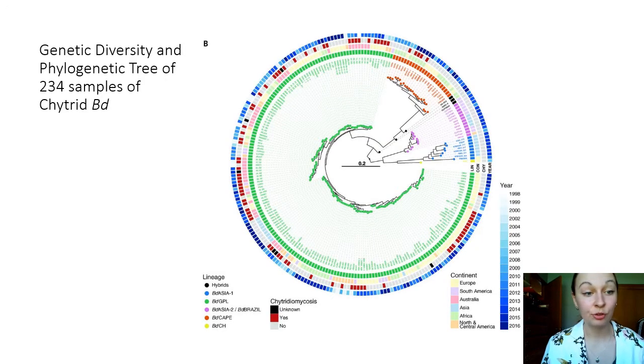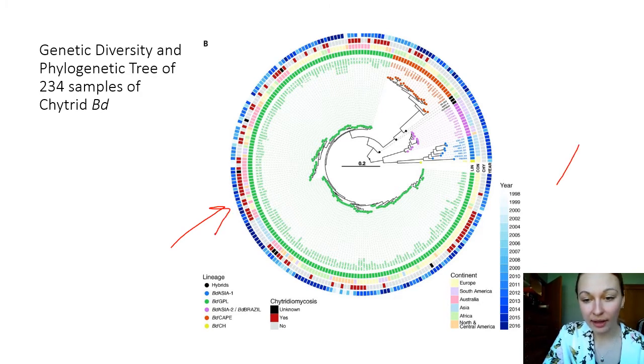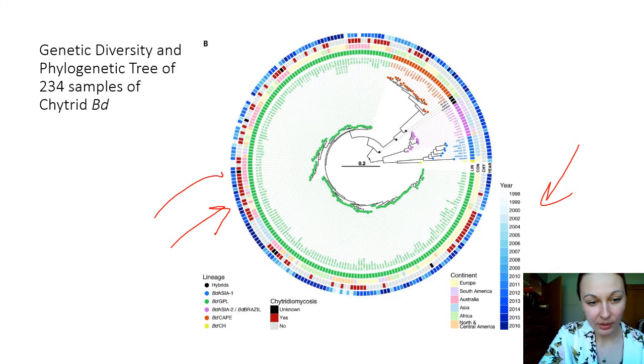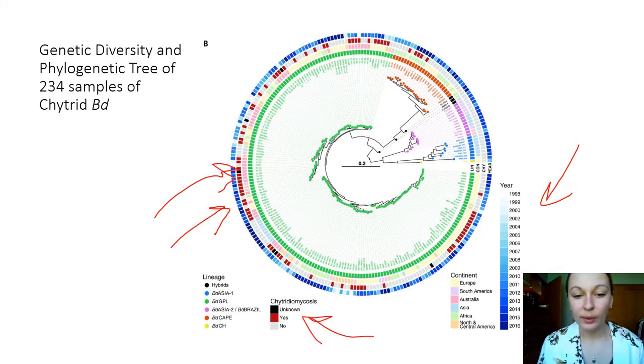So this is a genetic diversity and phylogenetic tree of those 234 samples. We're going to start looking at that outermost ring, this blue ring, that coincides with the year that sample was collected. And then the inner ring to that coincides with chytridiomycosis. Chytrid BD can cause the disease called chytridiomycosis, and this is showing if that sample tested positive, negative, or if the results were inconclusive.